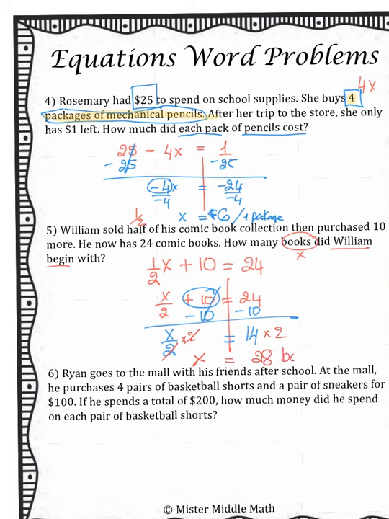So he has 28 books at the beginning, and then he sold half of that. Half of 28 is what? 14, right? And then he purchased 10 more, which is add 10, which is he has 24 exactly.